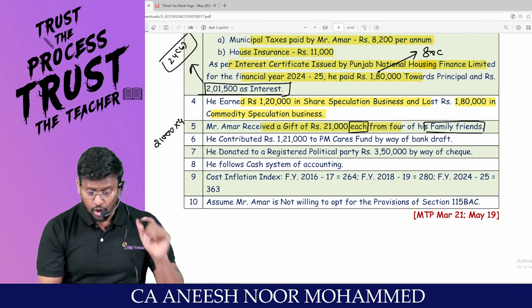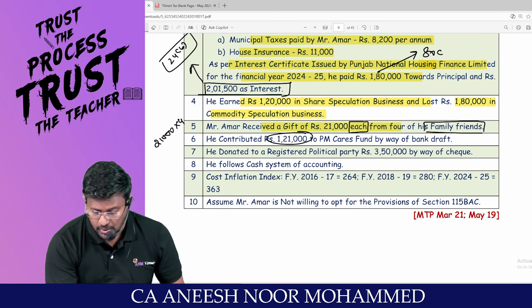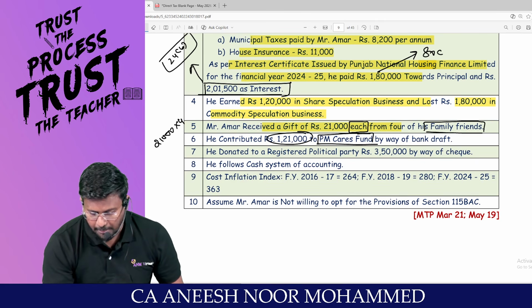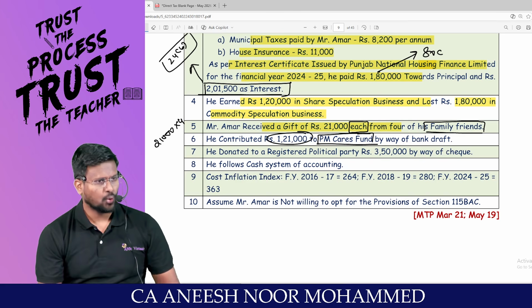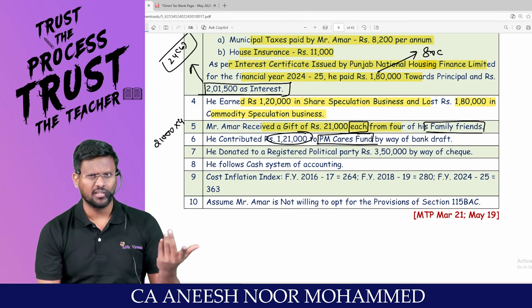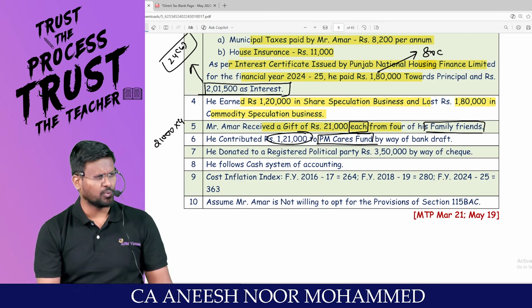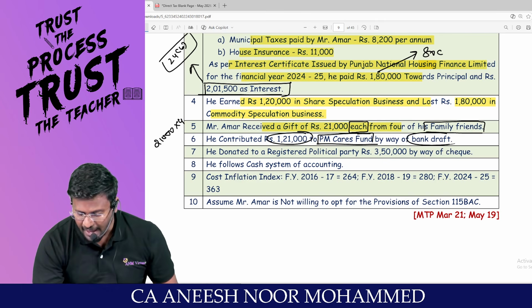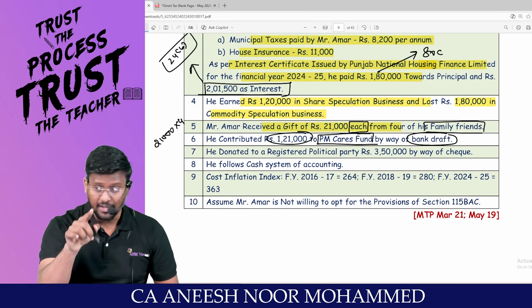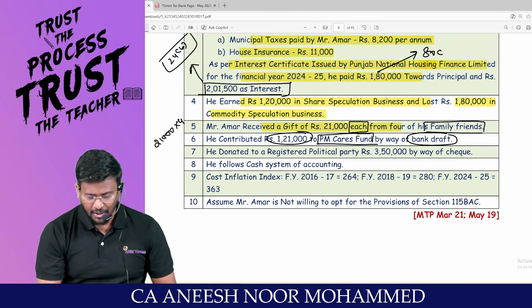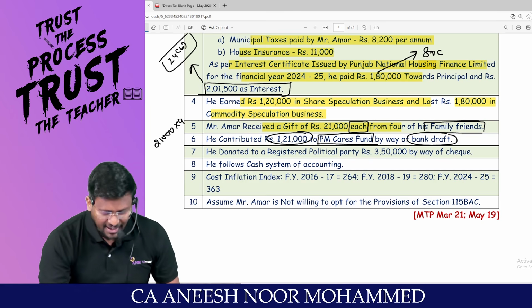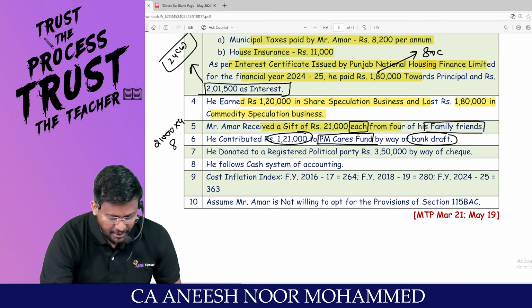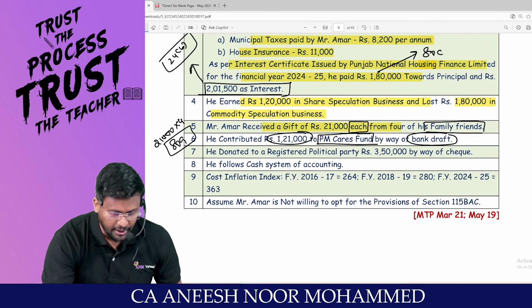He contributed 1,21,000 to PM Care Fund. Who is PM? Modi ji. 100% reduction to Modi ji. By way of bank draft. That is very important, man. Are you all really with me? So, entire 1,21,000 can we claim it as deduction under, sorry, 80G.